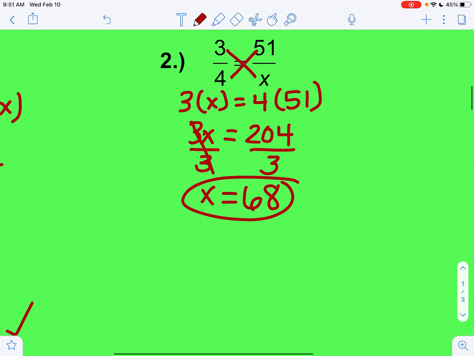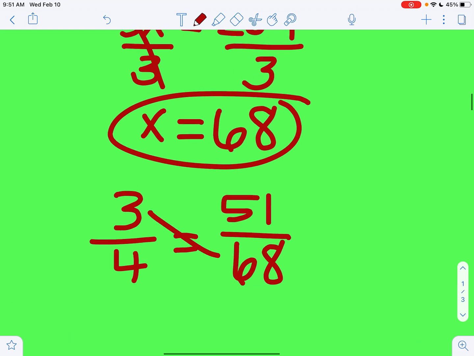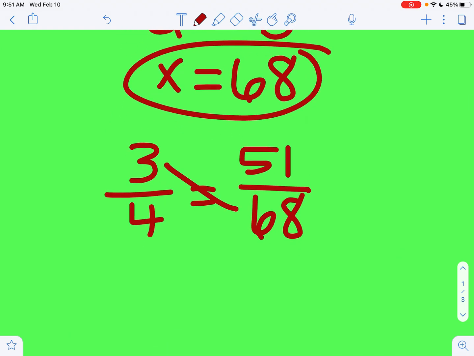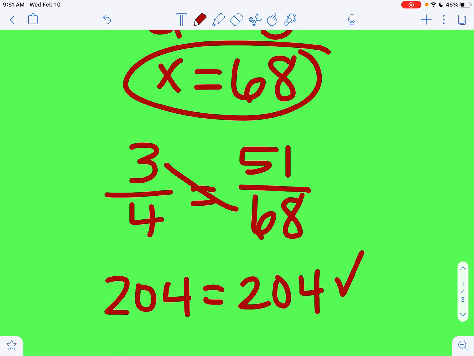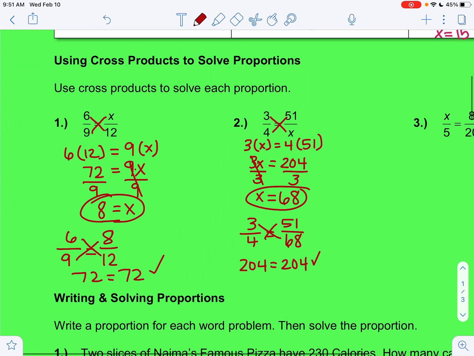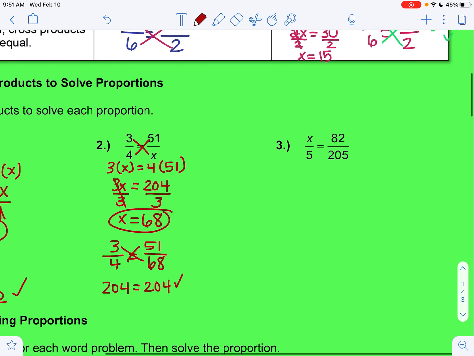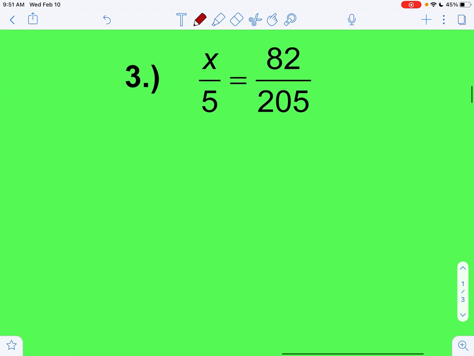And then, of course, you could double check. 3/4 is equal to 51 over 68. 3 times 68 is 204. And 4 times 51 is also 204. So we are good. Alright, and let's move on to our last one. x over 5 is equal to 82 over 205. Alright, so we cross multiply.